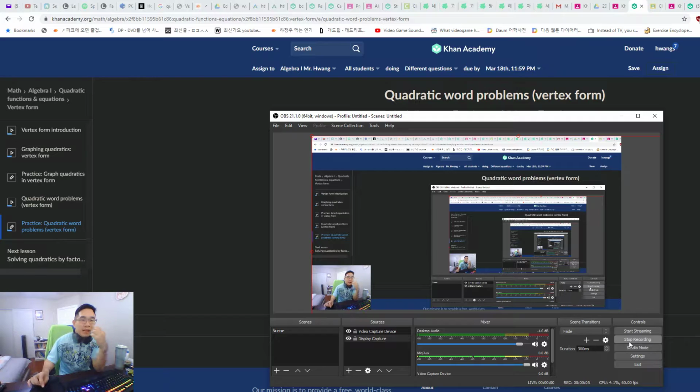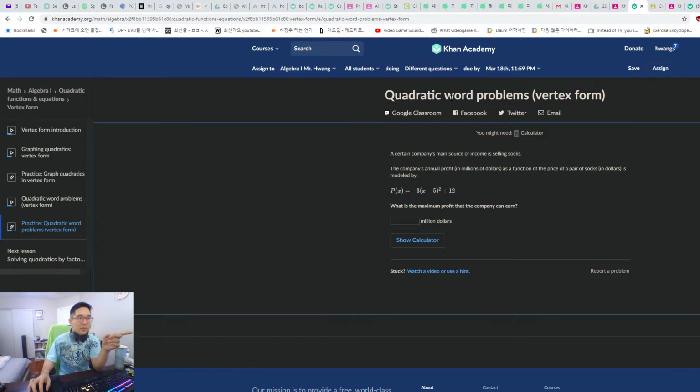So I thought you got a lot of people complaining. You guys were just complaining for the sake of complaining, but I looked at the quadratic word problems here, and these problems are actually a little bit hard. So I thought I'd show you guys how to do some of these problems.